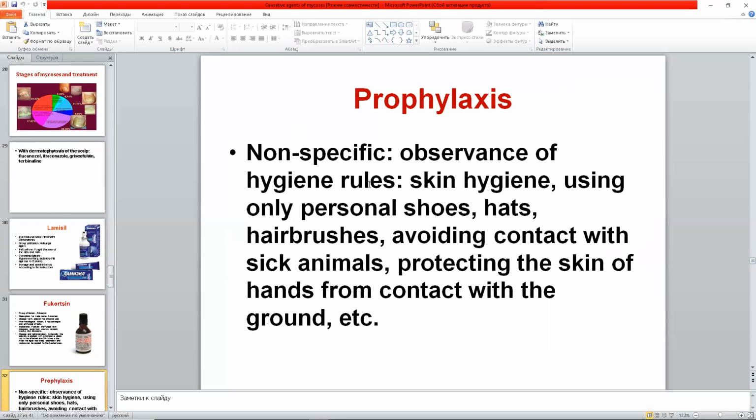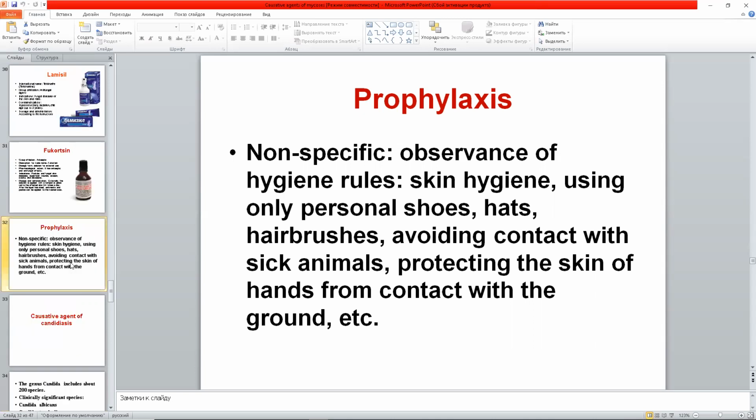Skin hygiene: using only personal shoes, hats, hairbrushes, avoiding contact with sick animals, protecting the skin of hands from contact with the soil. So work in gloves. If you are working in the soil, be in gloves and don't go barefoot, because due to contact with soil it is possible to be infected by fungi.